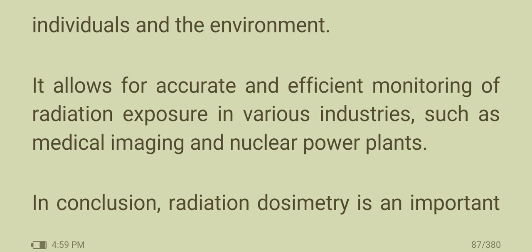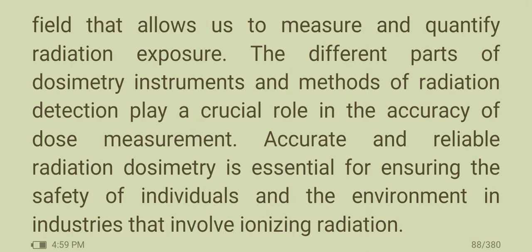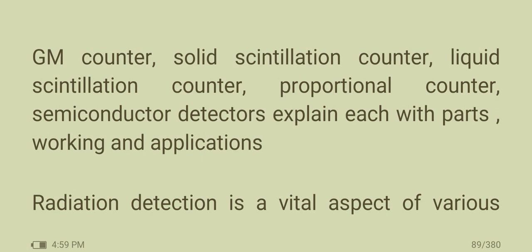In conclusion, radiation dosimetry is an important field that allows us to measure and quantify radiation exposure. The different parts of dosimetry instruments and methods of radiation detection play a crucial role in the accuracy of dose measurement. Accurate and reliable radiation dosimetry is essential for ensuring the safety of individuals and the environment in industries that involve ionizing radiation.